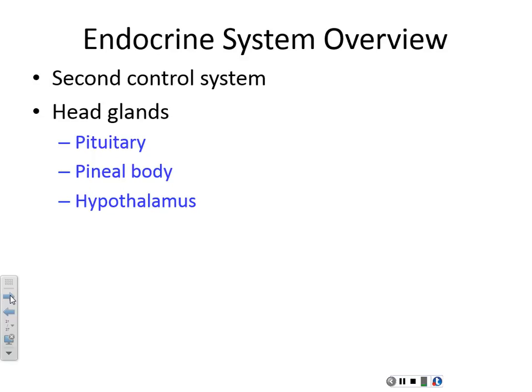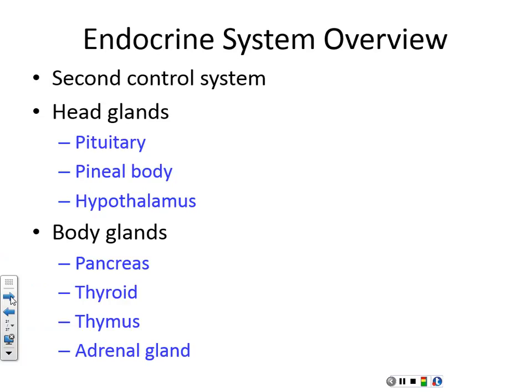Give examples of all those, and what else? And then there are also other parts like the GIT, the duodenum, and so forth. The liver produces hormones, the kidneys produce hormones, and so forth. But the glands are those other ones that we talk about: thyroid, thymus, adrenal glands.